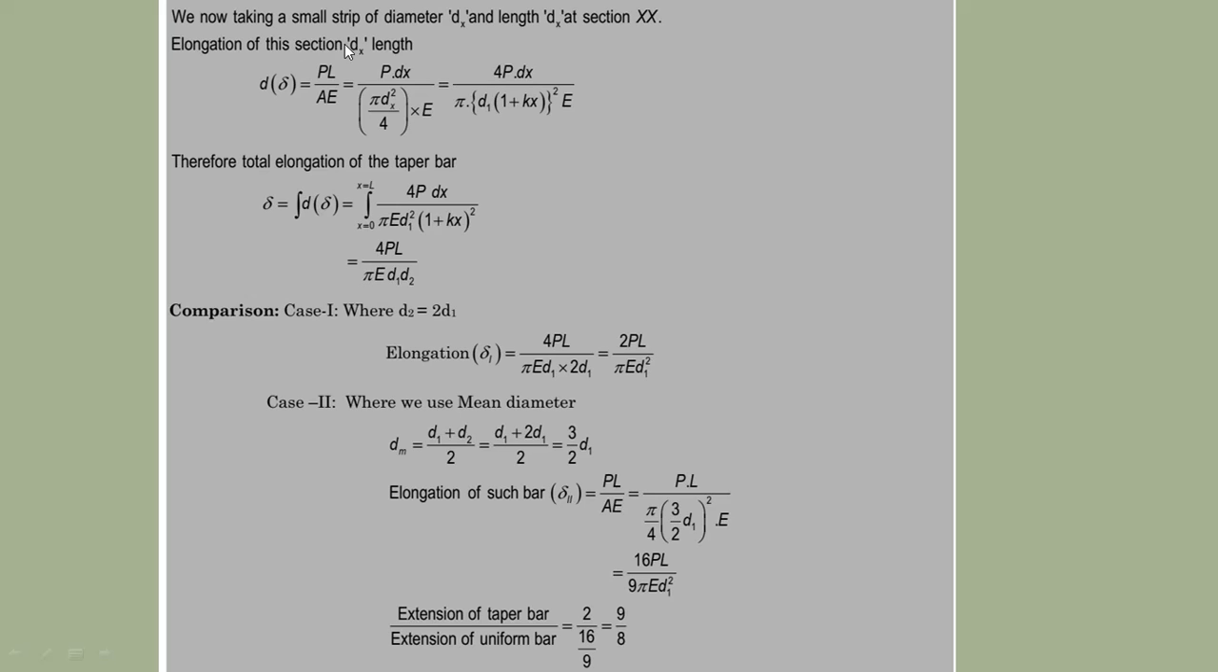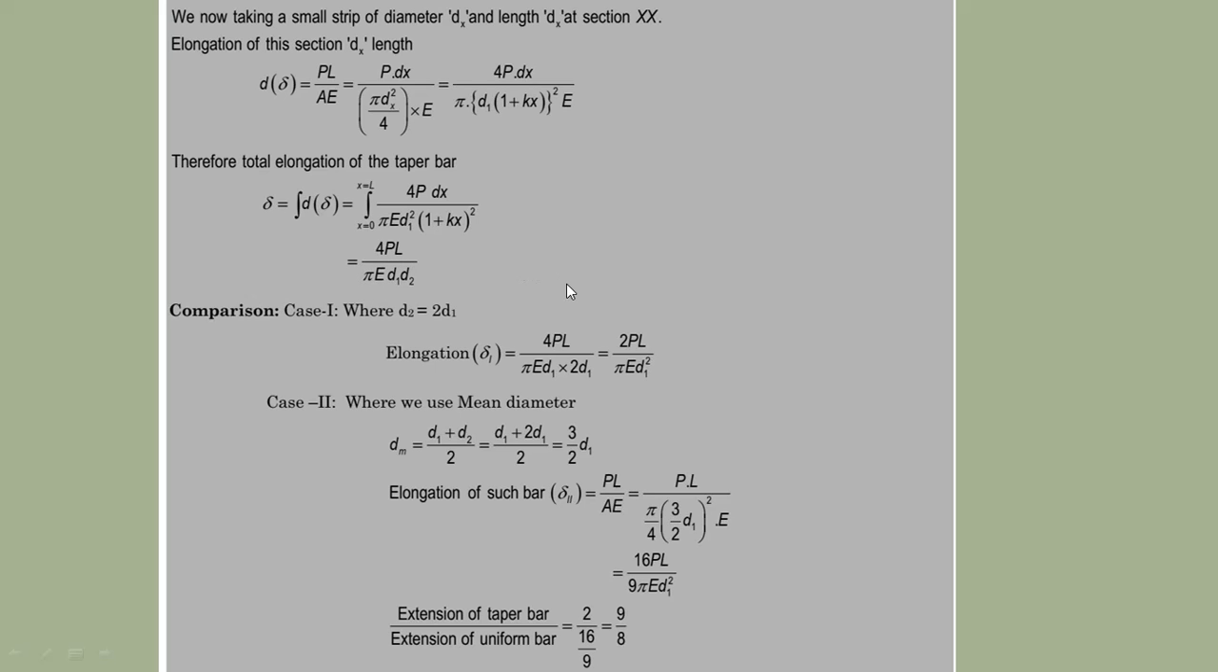Now taking a small strip of diameter dx and length dx at section xx, the elongation of this section, d delta, is equal to P dx by AE, which is P into dx divided by pi by 4 dx square into E, equal to 4P dx divided by pi into d1 square into bracket 1 plus kx squared into E. Therefore, total elongation of the taper bar is delta equals integration of d delta, x from 0 to L, 4P dx divided by pi E d1 square into bracket 1 plus kx squared, which is equal to 4PL divided by pi E d1 d2.